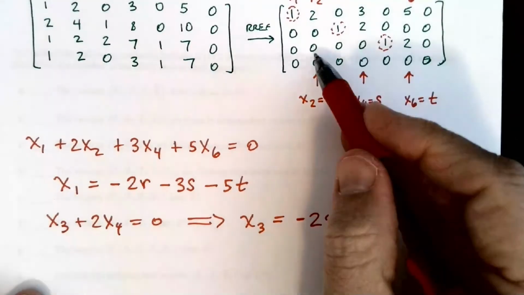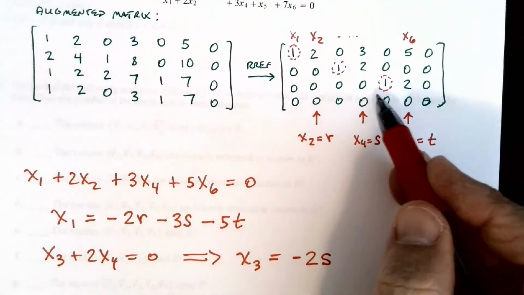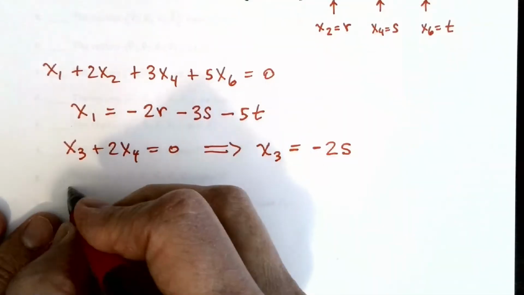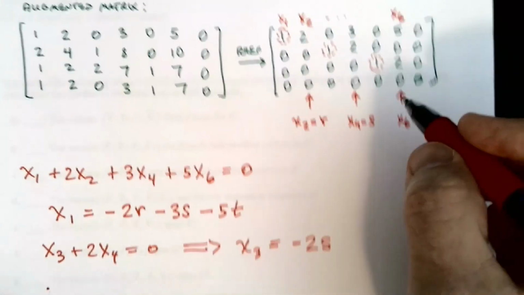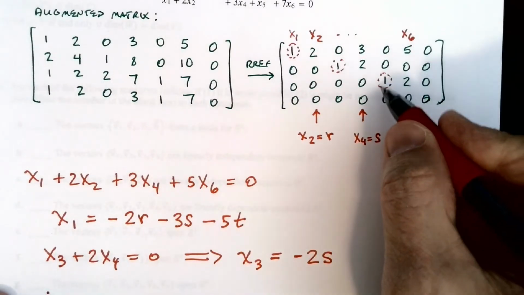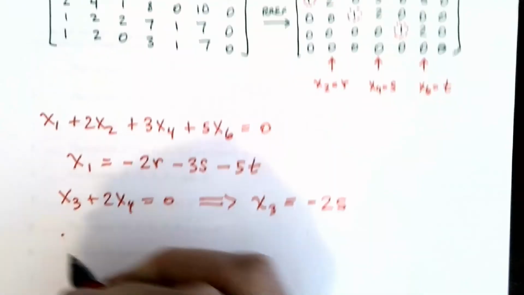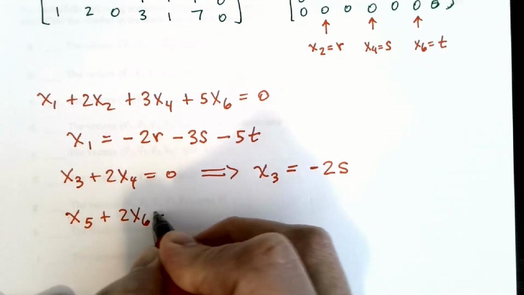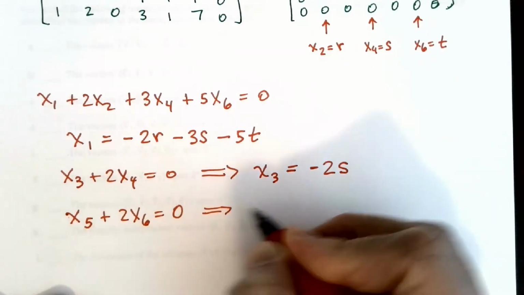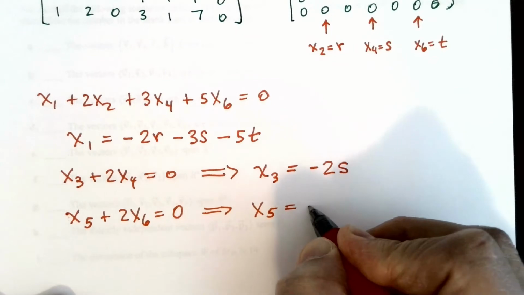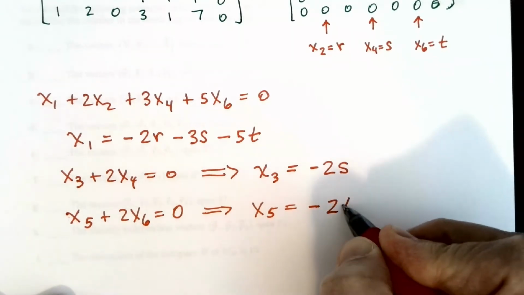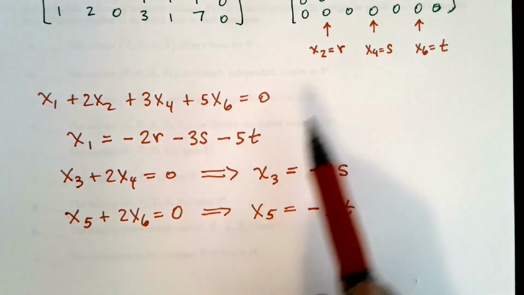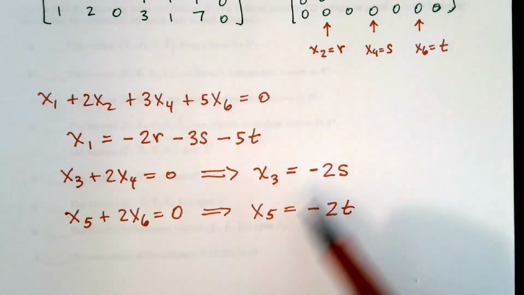And the last equation is this: 1x sub 5 plus 2x sub 6 equals 0. Negative 2x sub 6 is t. Okay, so now I have basically solved the system. I know what x1 is, x2, x3, x4, x5, x6.